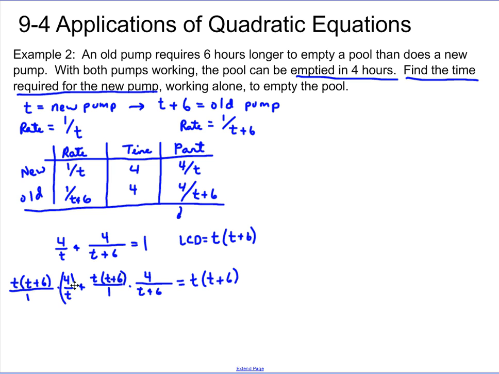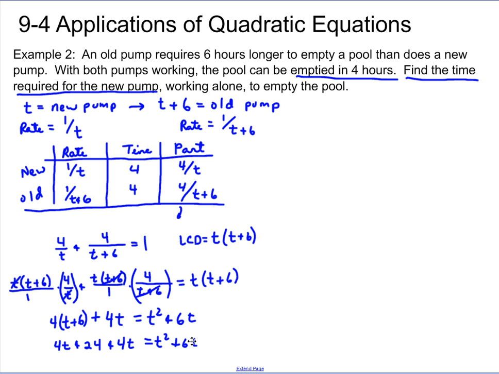All right, let's see what's going to happen. In the first case, when we multiply by 4 over t, t cancels, so we're left with 4 times the quantity t plus 6 in our first term on the left. In our second term, t plus 6 cancels with the denominator in 4 over t plus 6, so we're left with 4t. On the right-hand side, if I distribute, I get t squared plus 6t. We distribute: 4t plus 24, plus 4t, is equal to t squared plus 6t.